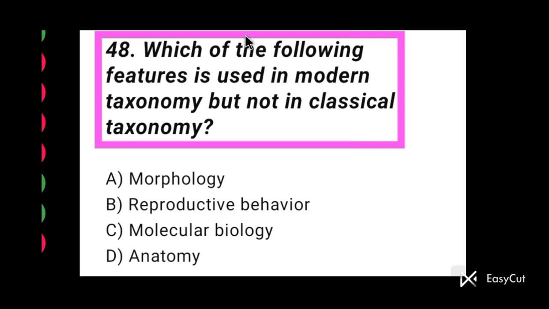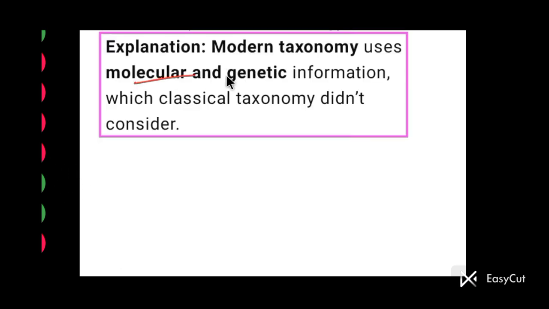Question number 48. Which of the following features is used in modern taxonomy but not in classical taxonomy? Answer is option C. Molecular biology is used in modern taxonomy but not in classical taxonomy. Modern taxonomy uses molecular and genetic information, while classical taxonomy didn't consider molecular and genetic information.